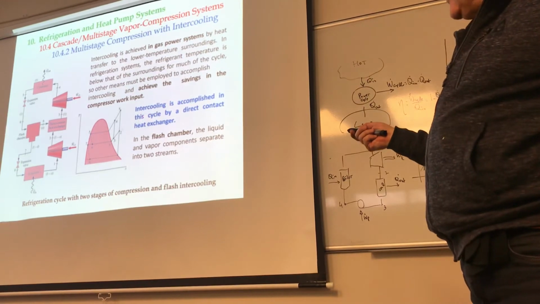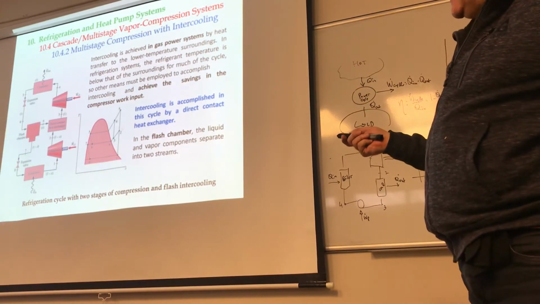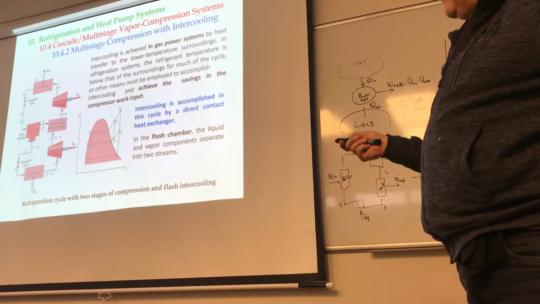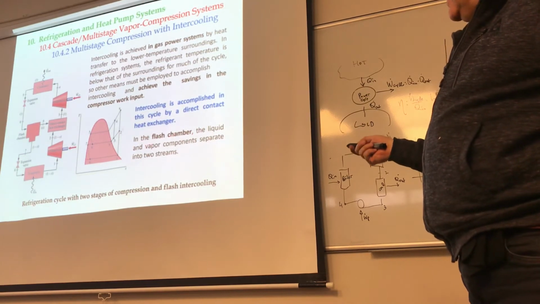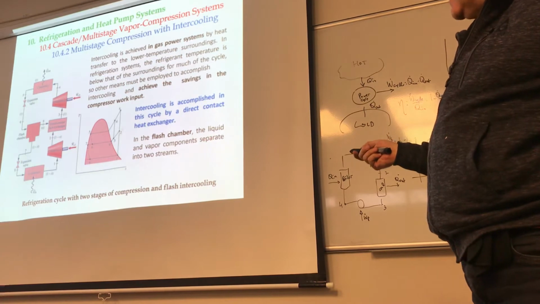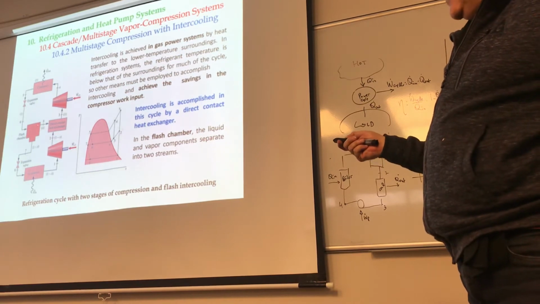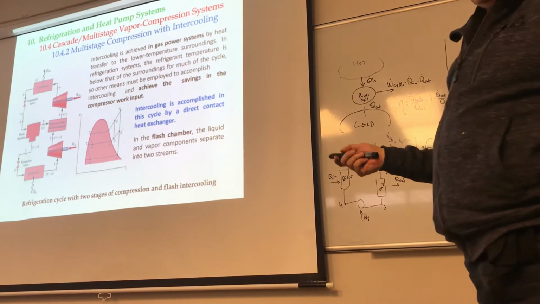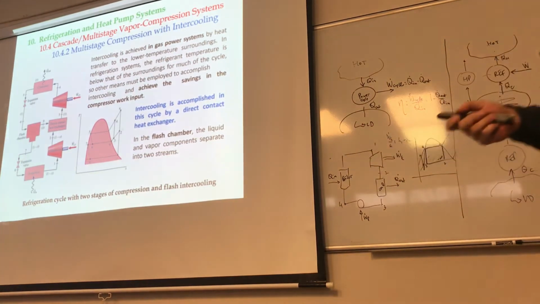Intercooling is accomplished in the cycle by the direct contact heat exchanger, right here. In the flash chamber, which is right there, the liquid and vapor components are separated into 2 streams. One stream is coming through here, the other stream is coming through there to accomplish the rest of it.